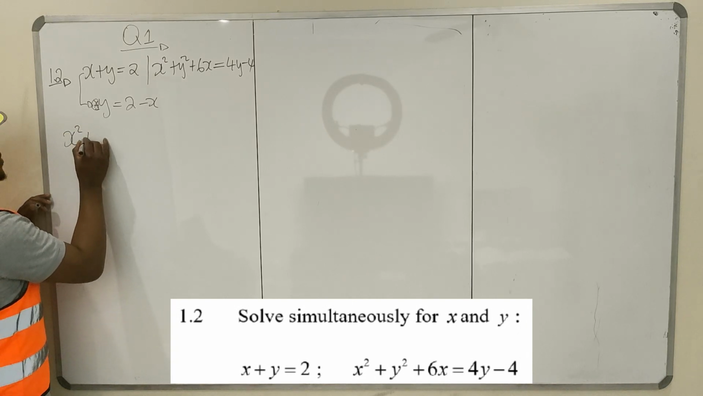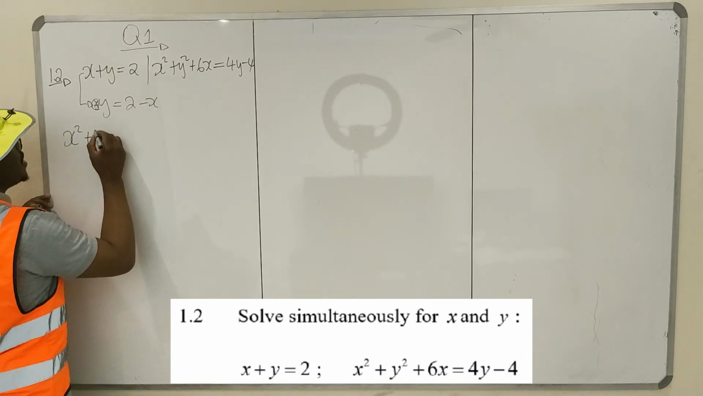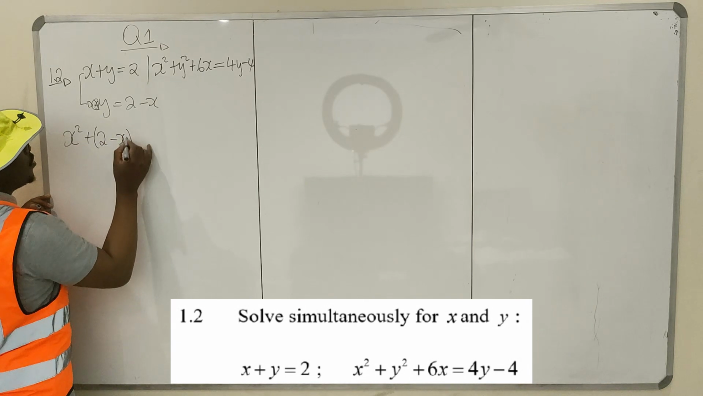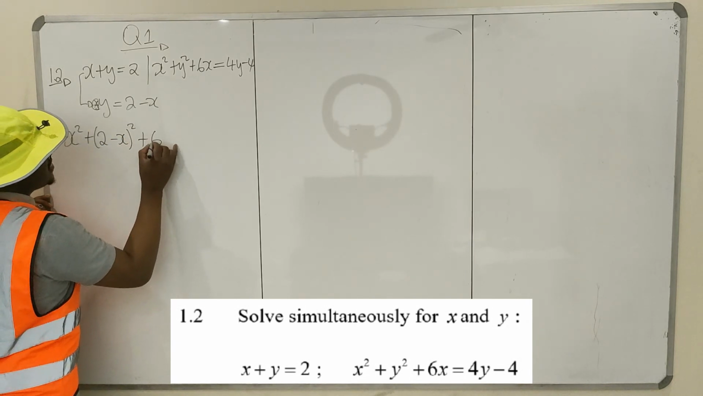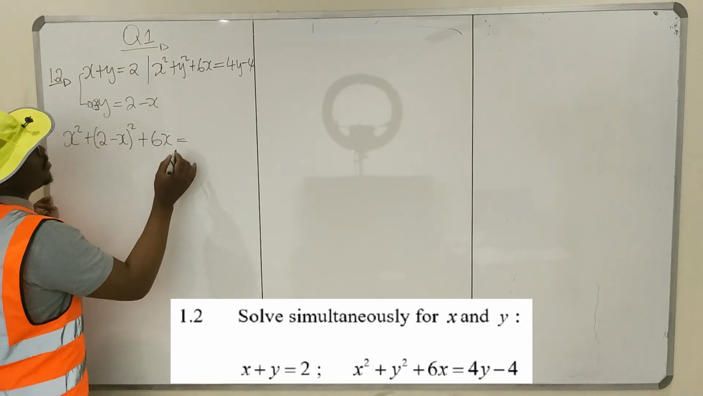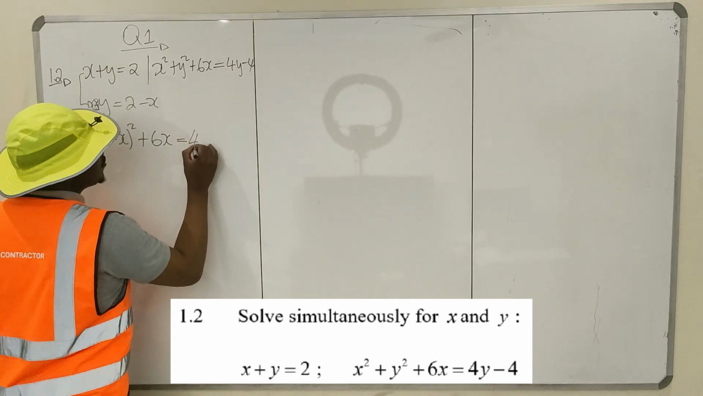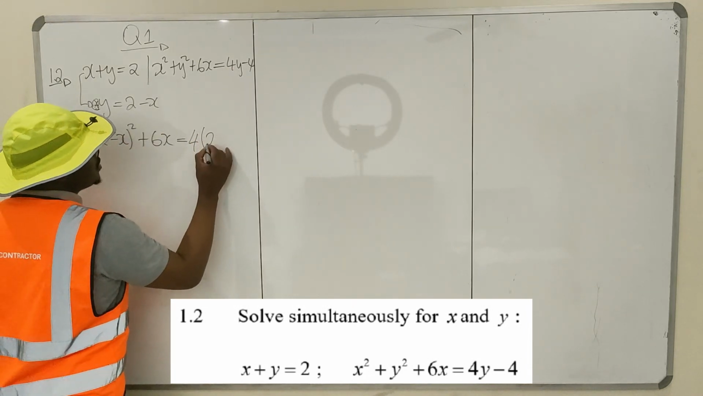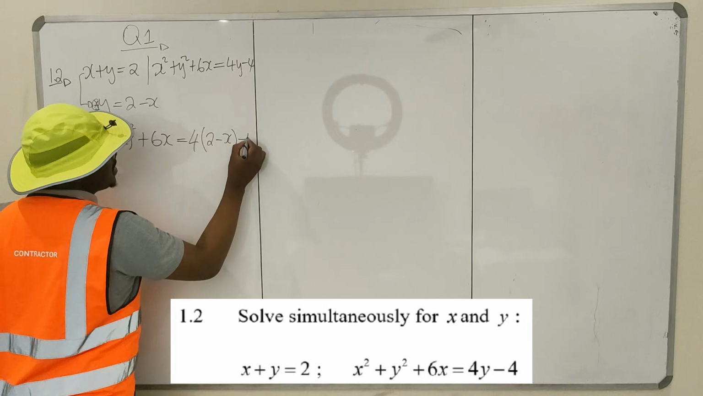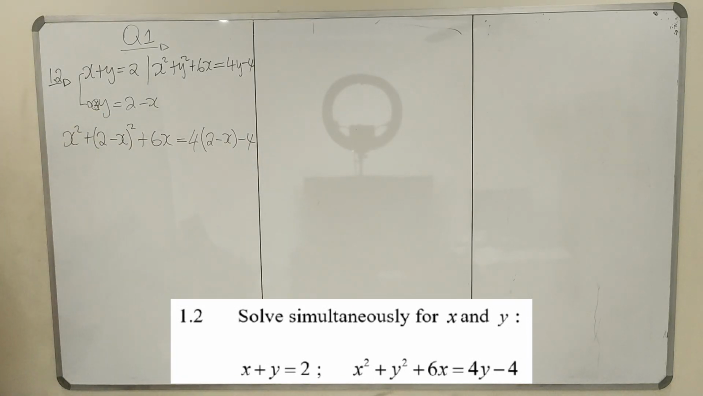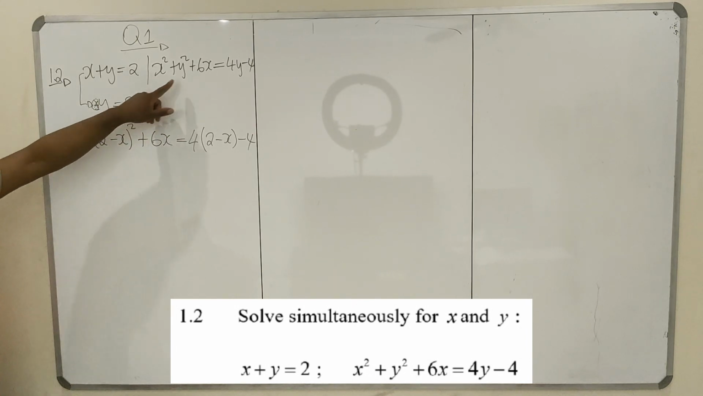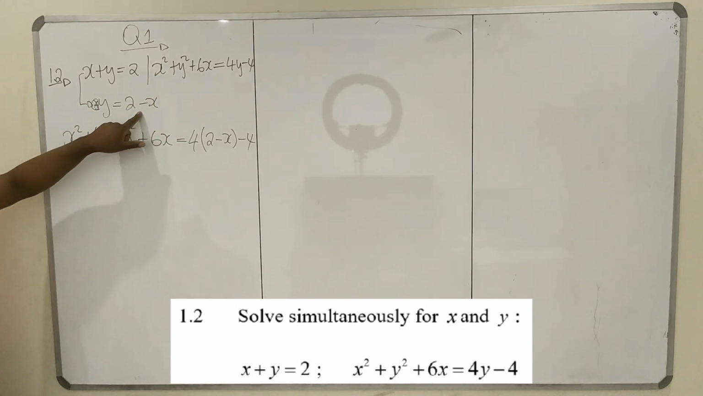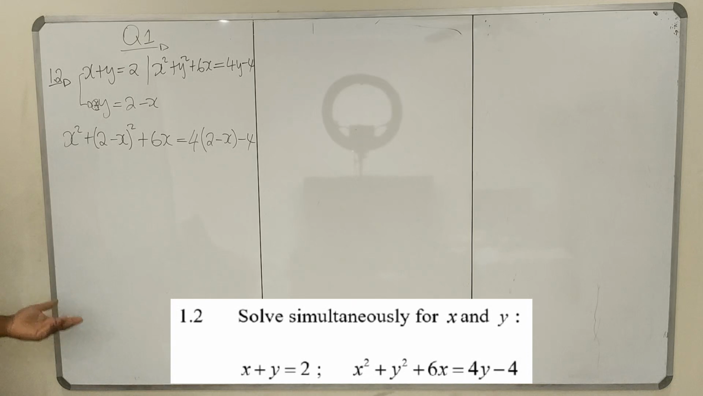So x squared plus y squared, but y is 2 minus x, all squared, plus 6x is equal to 4 times y. Your y is what? It's 2 minus x, minus 4. This is what you have. So you use that equation. Wherever you saw y, you substituted this thing. Because you said this thing is called y from the first equation.